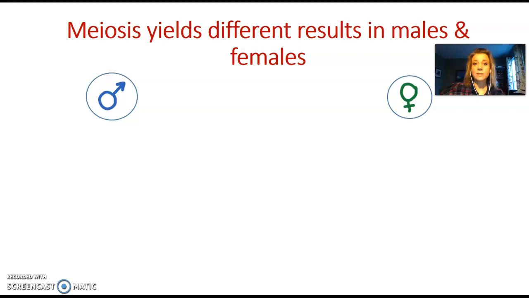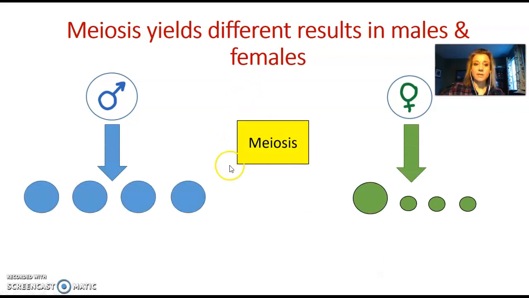So remember that meiosis is going to yield different results in males and females. So in the male, you get 4 daughter cells, again, genetically different, but they're all the same size. Whereas in a female, you still get 4 daughter cells, but you get 1 viable oocyte, 1 cell that is able to be fertilized, and you get 3 cells called polar bodies that usually die off. They are not viable. They're not going to have the correct amount of cytoplasm that they need in order to survive.